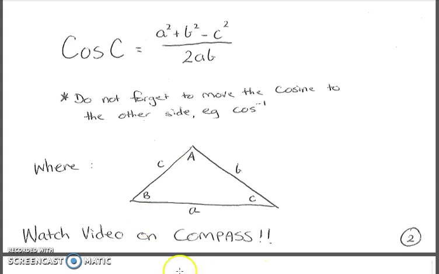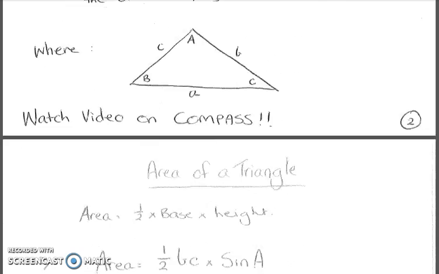There is a video on Compass of when to use cosine or sine, but as I said early on in this video, go through those steps. Is it a right angle? Do I have a pair? If not, then cosine. Also finding out that third angle.